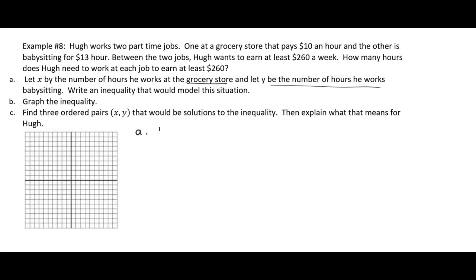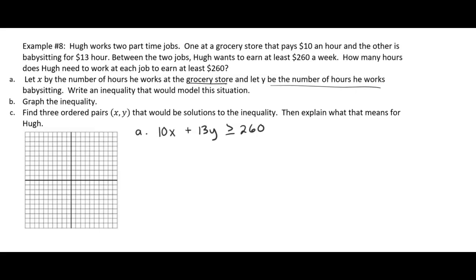So he's going to make $10 an hour for working at the grocery store, plus $13 an hour for every hour he works babysitting. And he wants that to be at least $260. He wants it to be greater than or equal to 260. Okay, so now that's our statement right there.